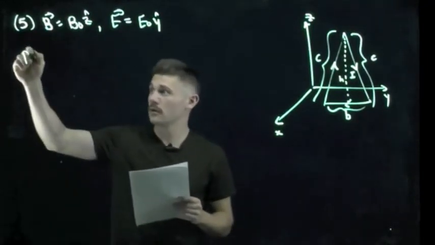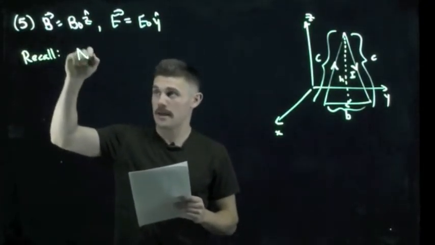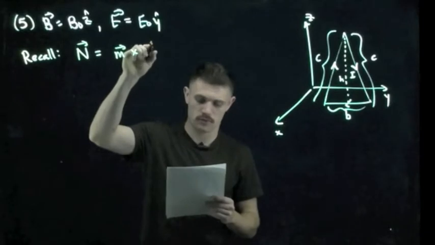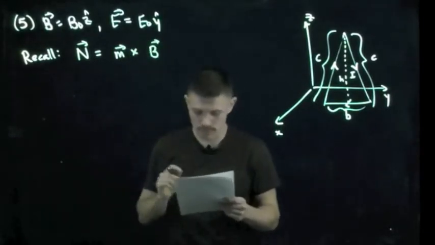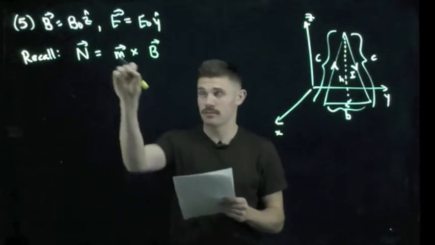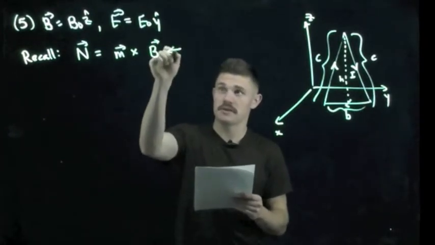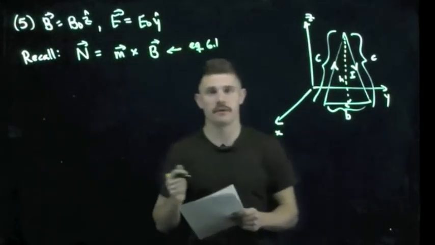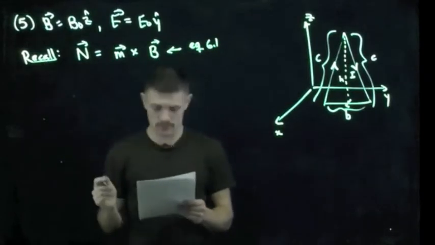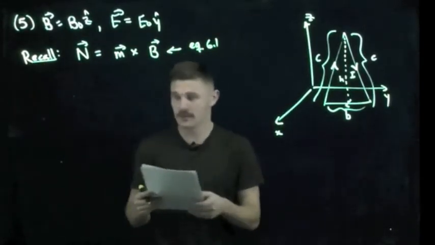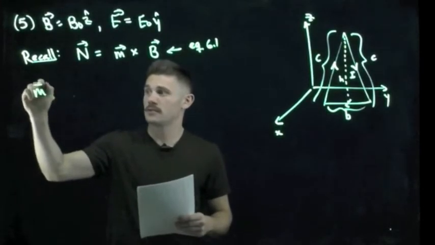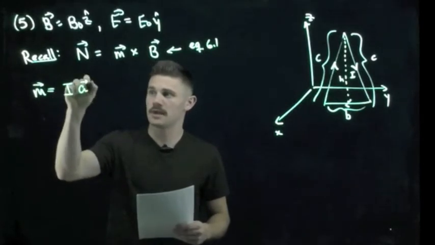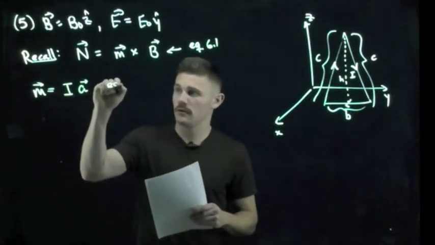We can recall that the torque N, it's a vector, is equal to the magnetic dipole moment crossed with the magnetic field. So again, m is the magnetic dipole moment, small m, and this formula comes from section 6.1.2 in your textbook, and it's equation 6.1. So it's the very first section of chapter 6, recall. So the magnetic dipole moment m, that's what we want to find because we're given B in the problem. So we know that m is equal to I times a.